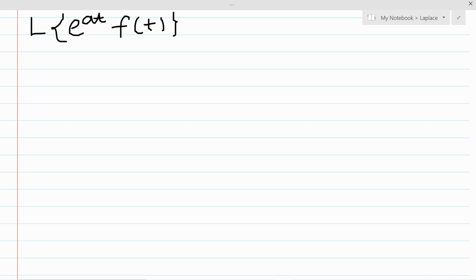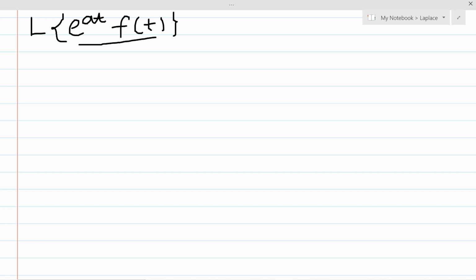Today's video we will look at when you have a function f of t multiplied by another function e to the power at, like we have here. If I have this, how do I find the Laplace transform? The formula is there, but let's try to prove it and see.